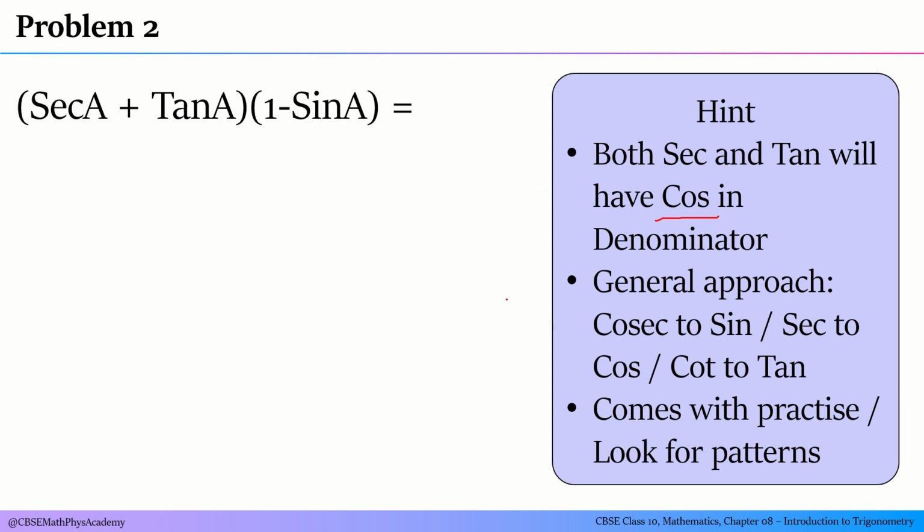Another general approach that I will suggest is, whenever there's a problem like this, convert the inverse ratios to the original ratios. Like if you have cosec, convert to sine. If you have sec, make it cos, and if you have cot, make it tan. Again, this is not a hard and fast rule saying that you have to do it like this to get the solution. No, this is a general approach, and it comes with practice. Not every time every idea will work. It comes with practice. You start getting the patterns.